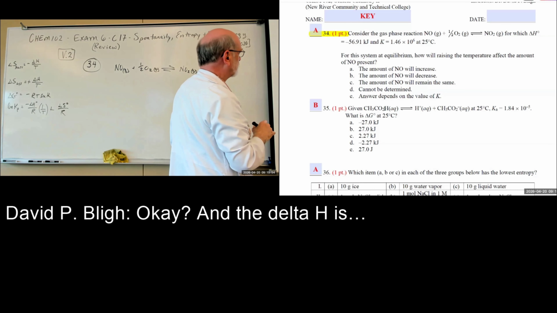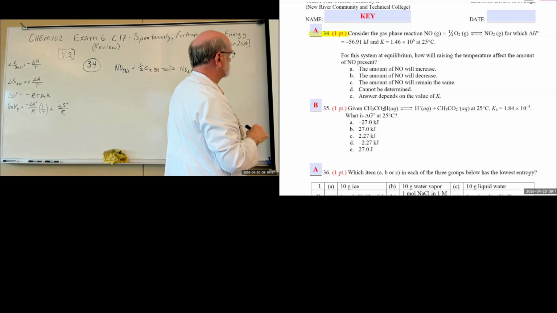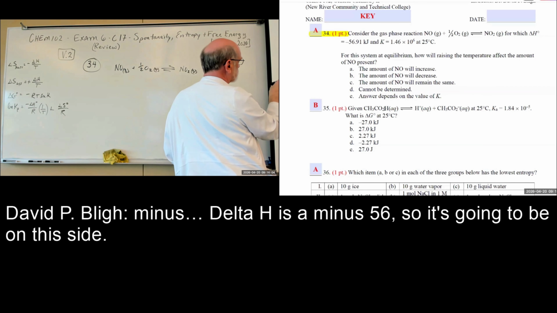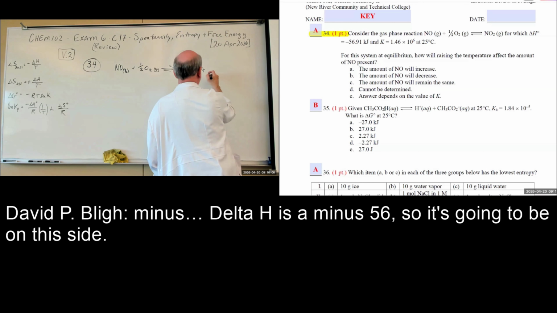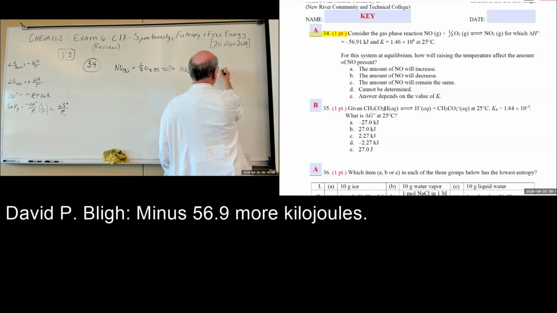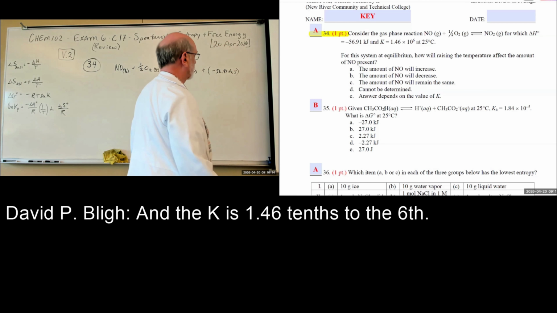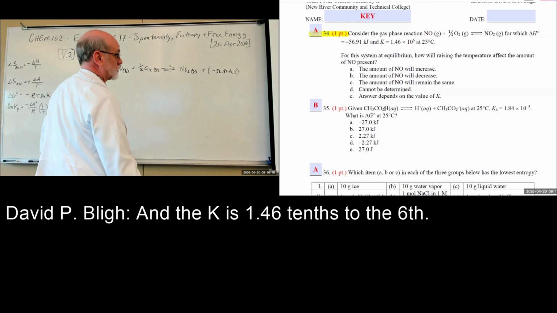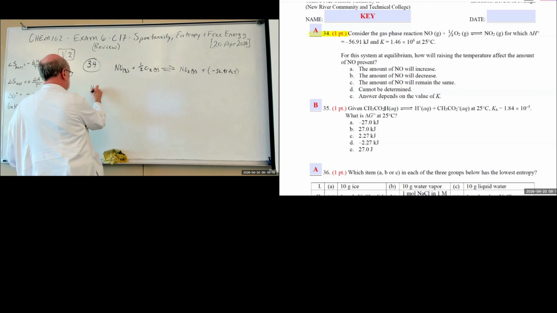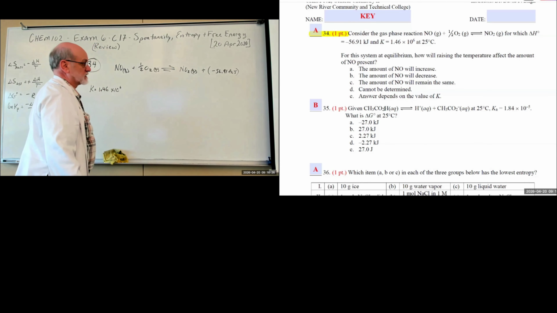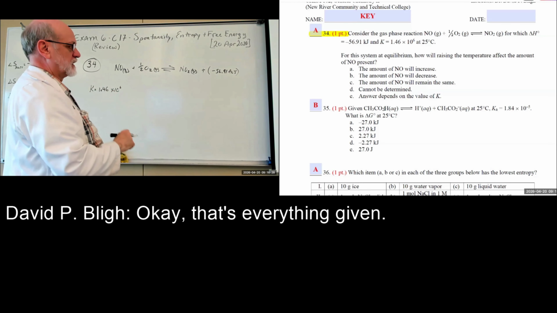Okay, and the delta H is a minus 56, so it's going to be on this side. Minus 56.91 kilojoules. Right, exothermic. And the K is 1.46 times 10 to the sixth at 25 degrees. Okay, that's everything given.